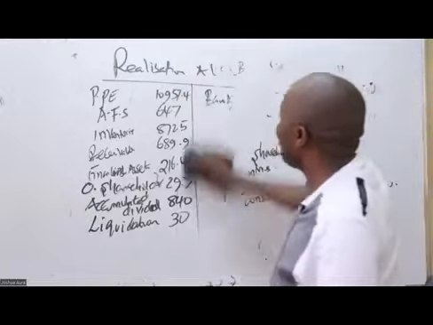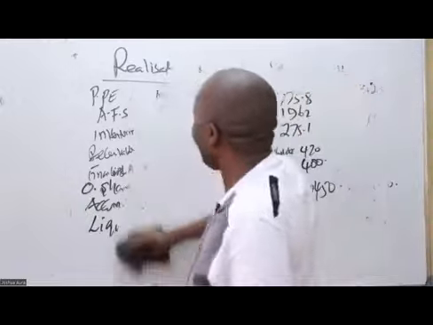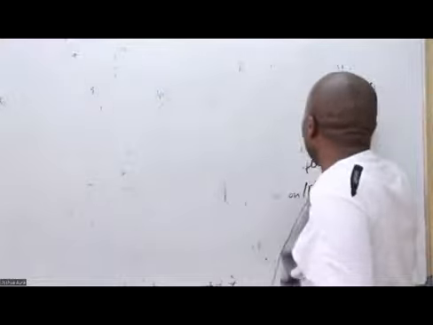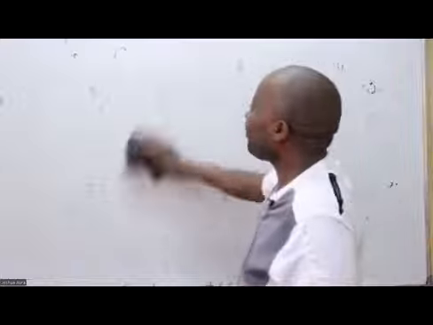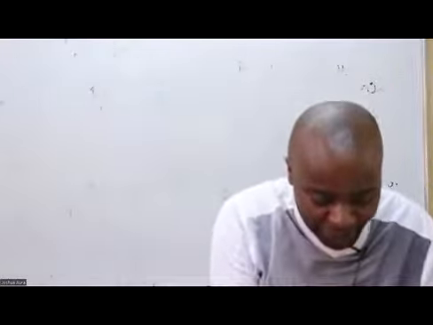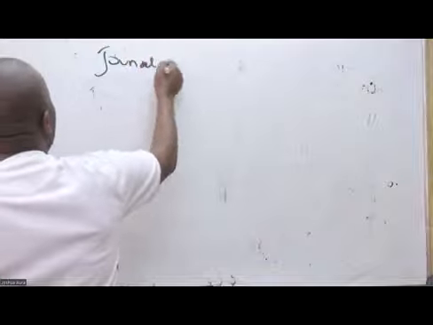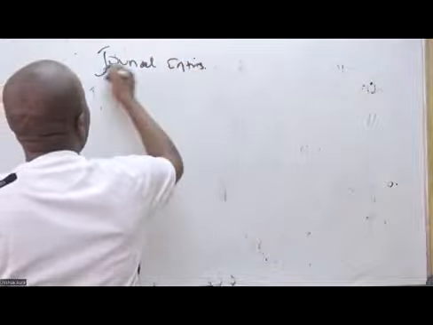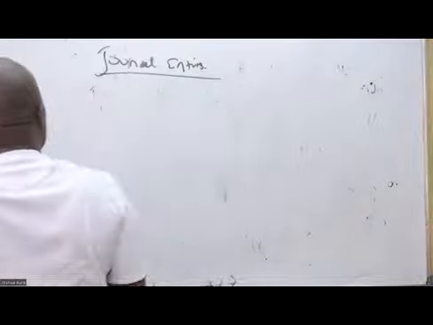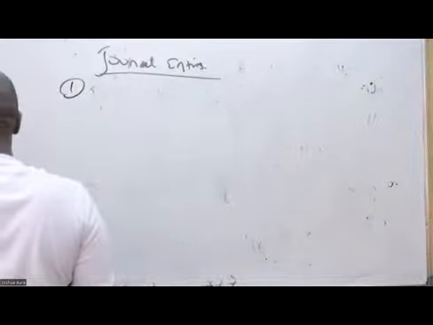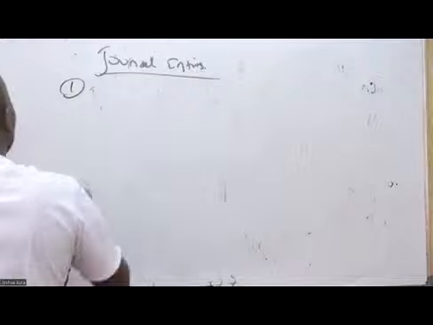Now, ladies and gentlemen, we go to the last thing. The last thing that we have are the journal entries. So we go to the journal entries. Journal entries, I will take 1 minute. So the first one I'll do, the journal entry which will capture the assets taken over.